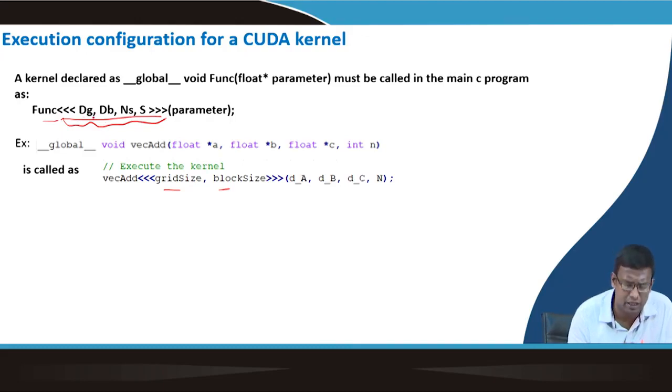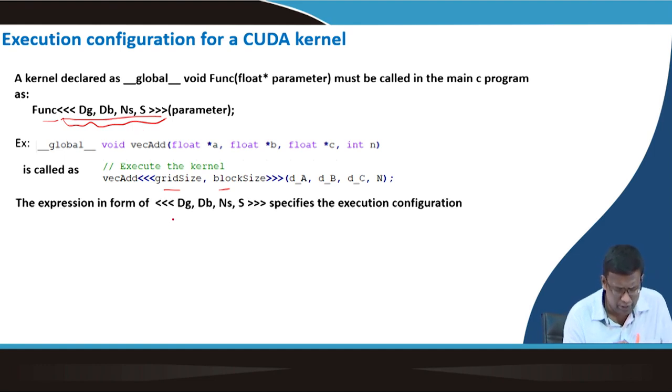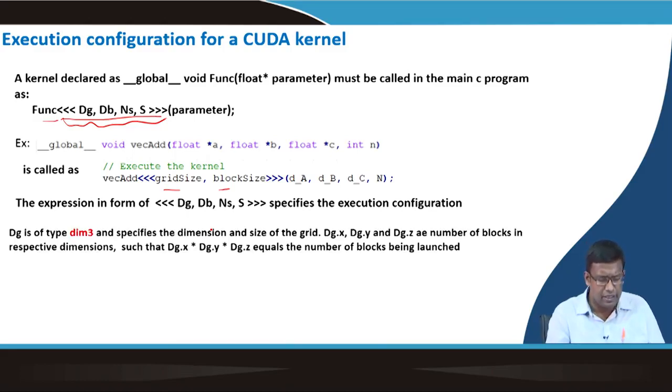Well, these are the arguments inside the execution configuration, and we can see there can be 4 arguments here: Dg, Db, Ns, S. What are they? The expression in the form of Dg, Db, Ns, S specifies the execution configuration. Dg is of type dim3. Dim3 is one particular type of variable in CUDA programming, and it is basically a variable with 3-dimensional non-negative integer values, and it specifies the number of blocks or threads in each dimension.